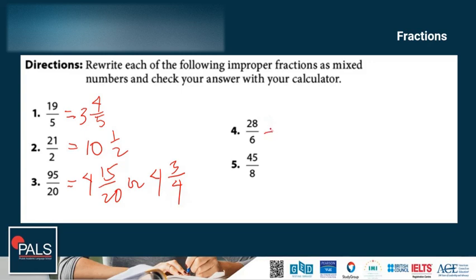Number 4, 28 over 6 is equals to 4 and 4 over 6. Or you can simplify it into 4 and 2/3. Number 5, 45 over 8 is equals to 5 and 5 over 8.